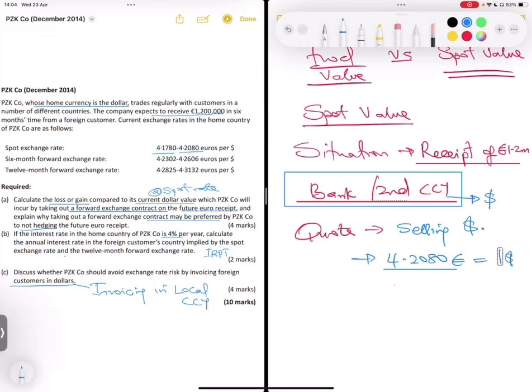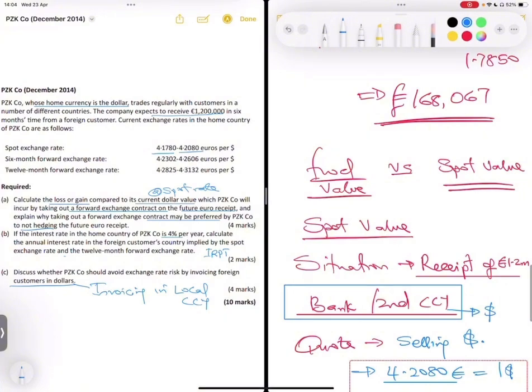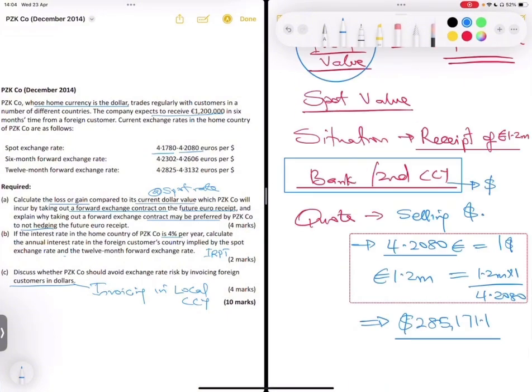And we're talking about a receipt of 1.2 million euro. So that will be equivalent to 1.2 million times 1 divided by 4.2080. So the current value of the receipt, as we speak today, is 1.2 million divided by that figure, and that gives $285,171.1. So today, that is the value of that money. But we need to know what is the value for the future because that's what we're asked to compare.